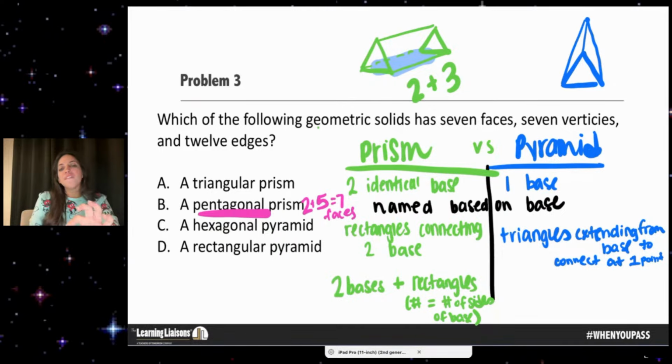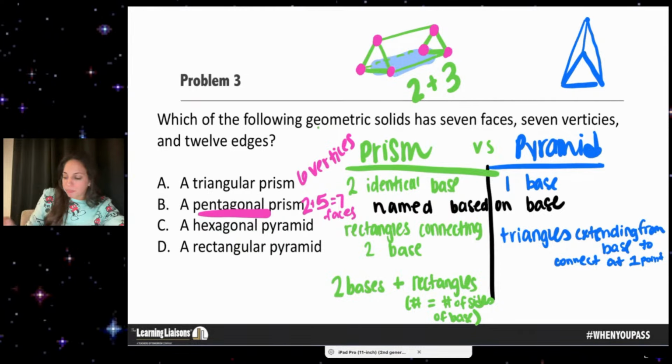The number of vertices is going to equal 2 times the number of vertices that one shape has in a prism. So a triangle has 3 vertices. 3 times 2 is 6. So a triangular prism has 6 vertices. A pentagonal prism is going to have 10 vertices. So we have not reached a conclusion yet for a shape that has 7 faces and 7 vertices.